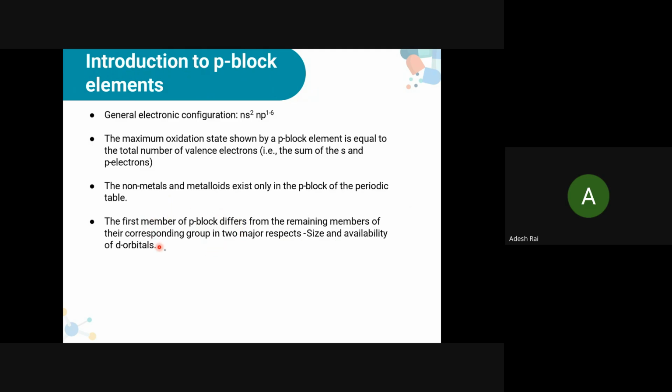Are you aware which period we are talking about? When we mention this point that the first member of the P block differs from the remaining members of the corresponding group in two major respects: size and availability of d orbitals. So d orbitals are not available till which period? Can anyone tell me? Three. Right. Third period onwards it starts.